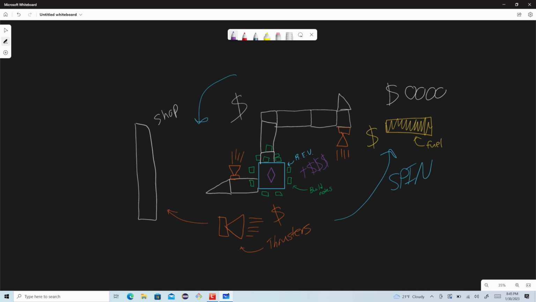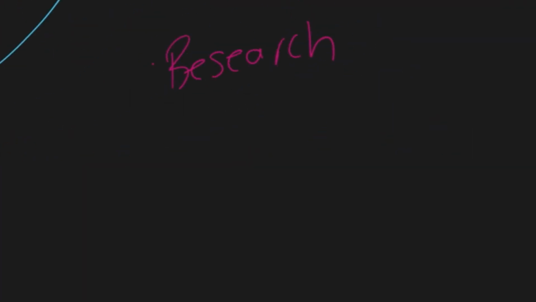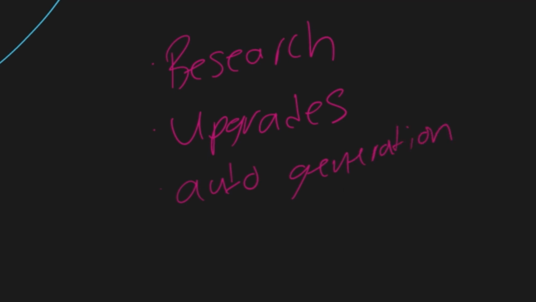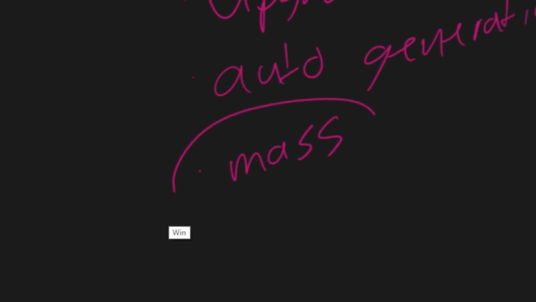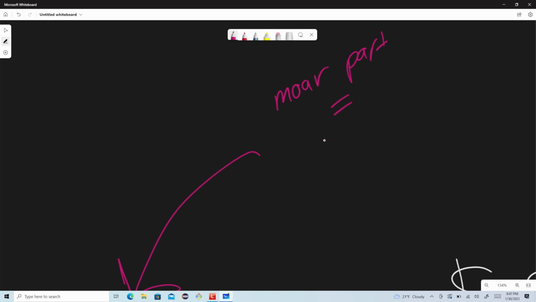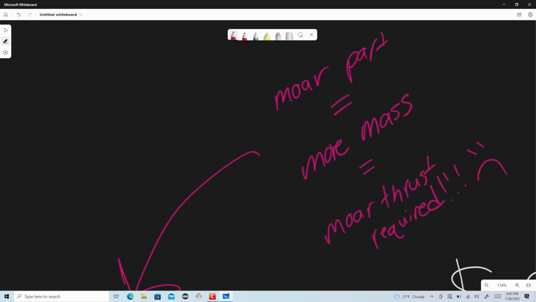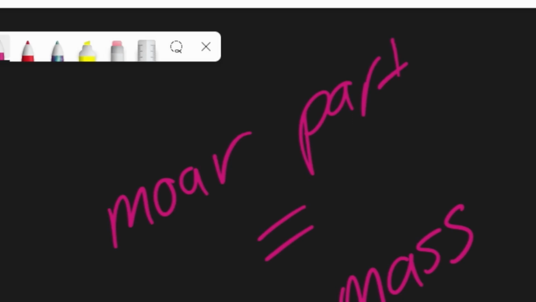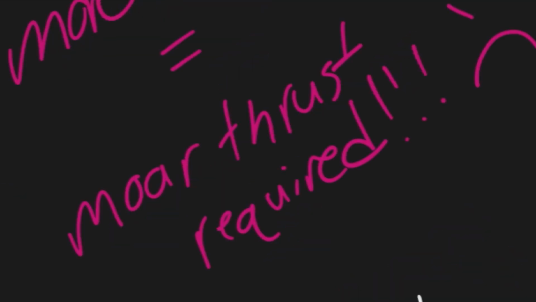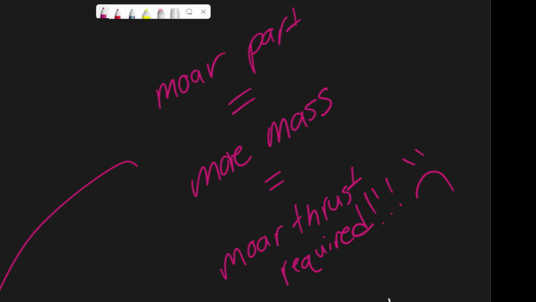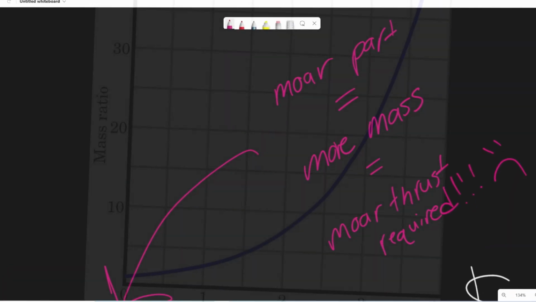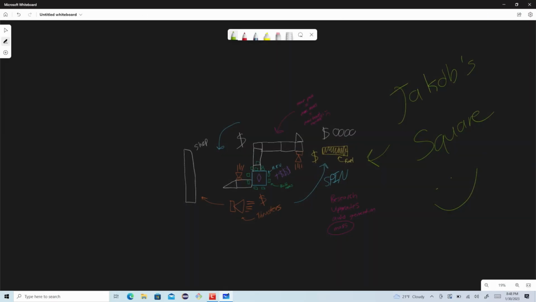Now, on top of all this, there will be other aspects to the game, because I just can't make it complicated enough, such as research, upgrades, auto-generation of fuels, and the largest one, mass. Because, you know, if you have more parts, you have more mass, which means you need more thrust, which means you have more parts, which means more mass, more thrust, more parts, more mass, more thrust, Jakob Square.